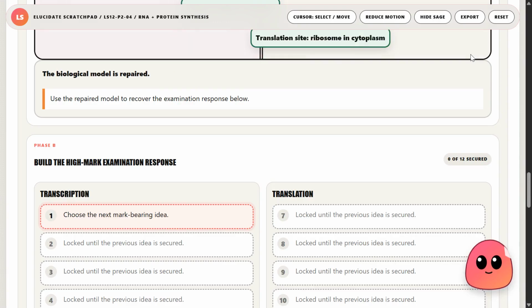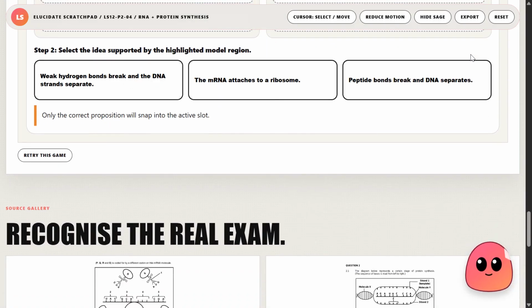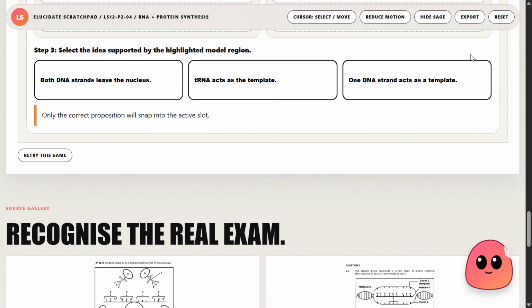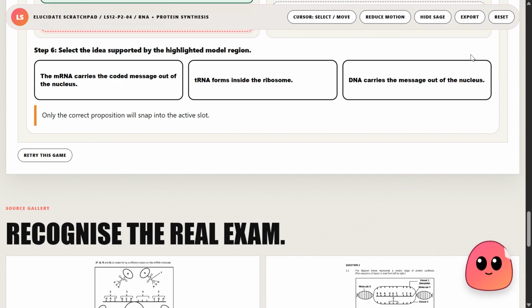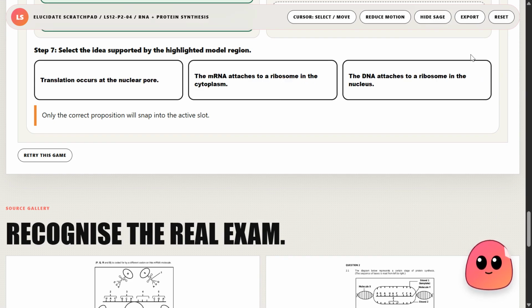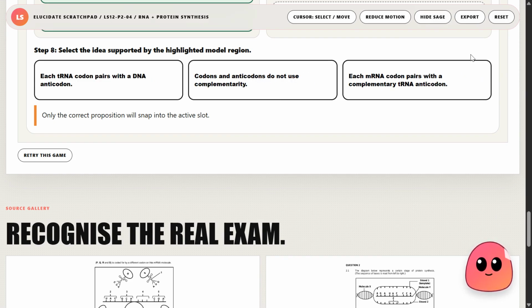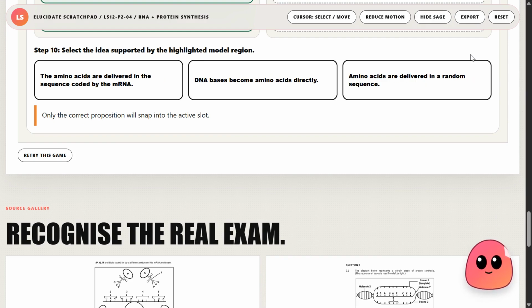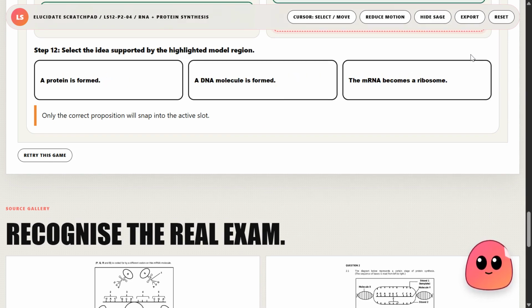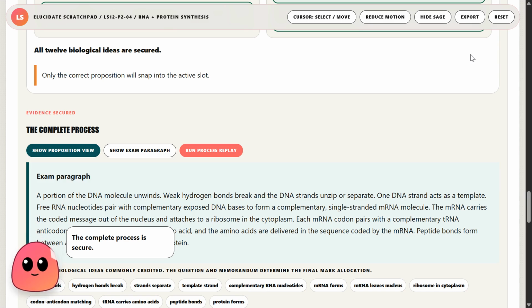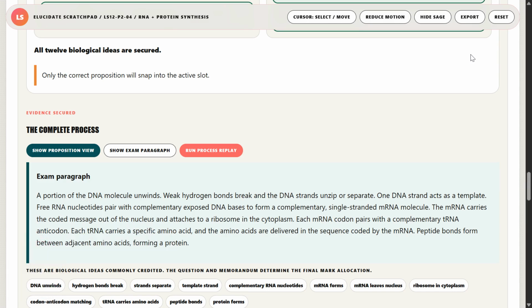This is the full repair, and you watch every fix land. The base becomes U, not T. The tRNA triplet becomes an anticodon. The amino acid link becomes a peptide bond. Translation moves to the ribosome in the cytoplasm. Then the 12 propositions secure in order, from the DNA unwinding to the finished protein. Every idea in place. The model is complete.